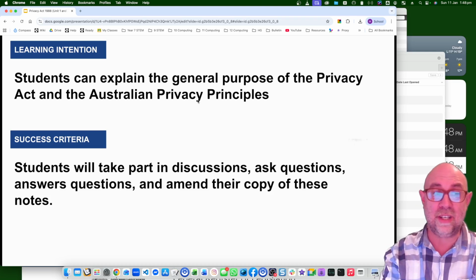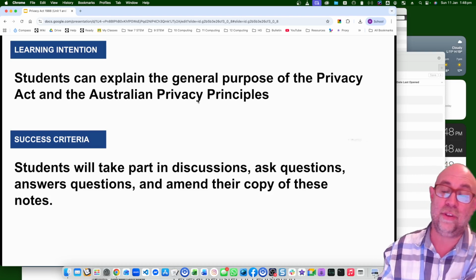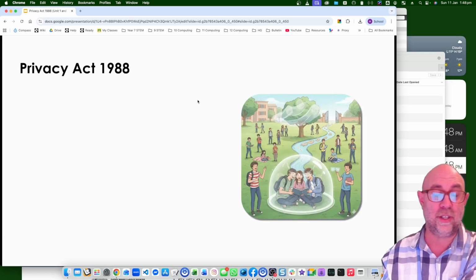So our learning intention today is that students can explain the general purpose of the Australian Privacy Act and of the four specified Australian privacy principles.